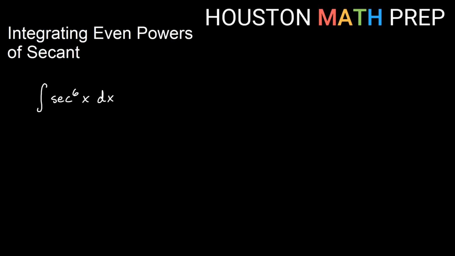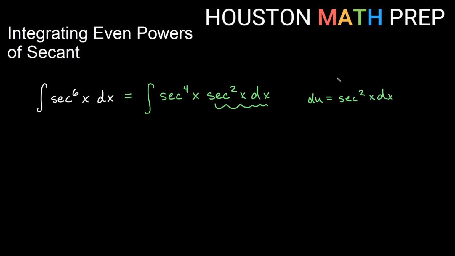Let's go one more step and think of secant to the 6th x. So a similar thing here. We want to save two copies of secant, so I'm going to break off secant squared x. That'll leave us with secant to the 4th x still there. And we're going to do the same thing here. I'm going to think of this as my du, so think of du as secant squared x dx. And that means I'm going to need my u to be tangent again. I can't convert all 4 copies of secant in one go.